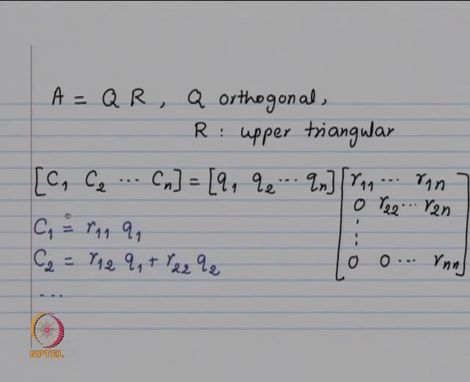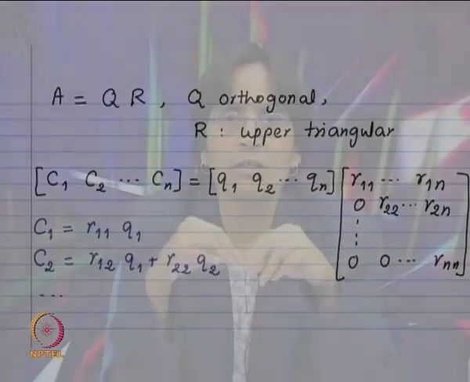So, now let me equate the columns. So, the first column C 1 will be nothing but R 1 1 times Q 1. Second column C 2 will be given by R 1 2 into Q 1 plus R 2 2 into Q 2, etcetera. So, this is just property of matrix multiplication. So, we have got C 1, C 2, C n to be columns of our original matrix A. Suppose we can write it as Q into R.